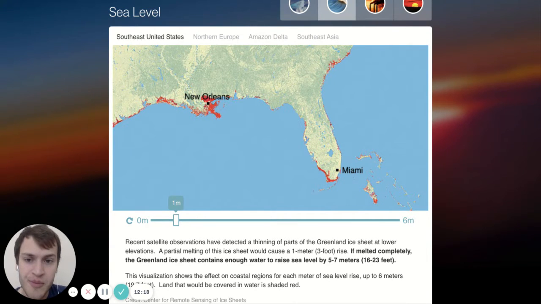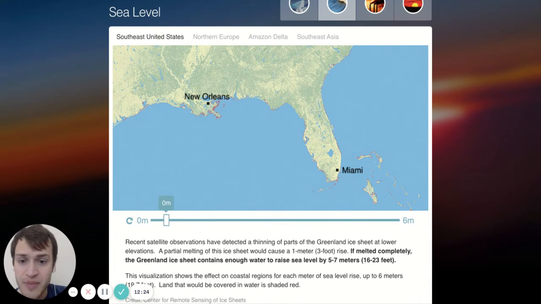Actually, I don't know. I'd say in the next 10 years, probably 1 meter is reasonable. No, even that's quite a bit. But anyway, 6 meters, it's going to take some time for us to reach 6 meters. And hopefully we never do. Hopefully we solve climate change by then.